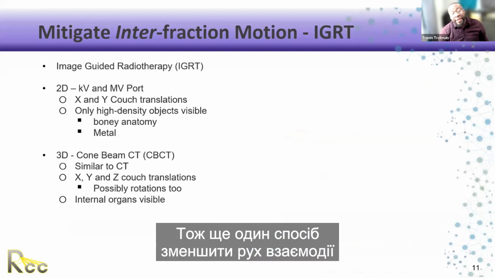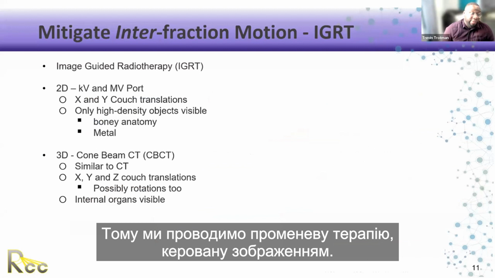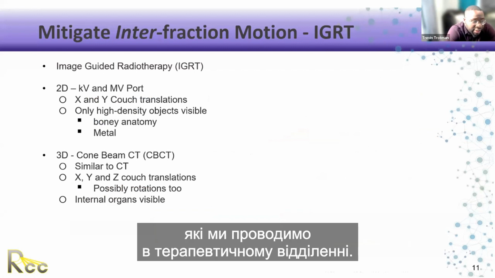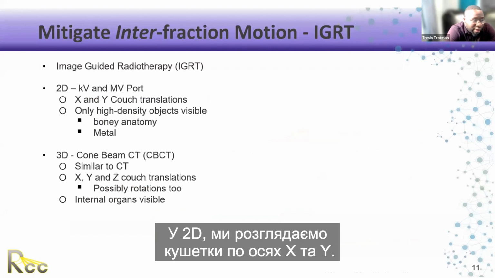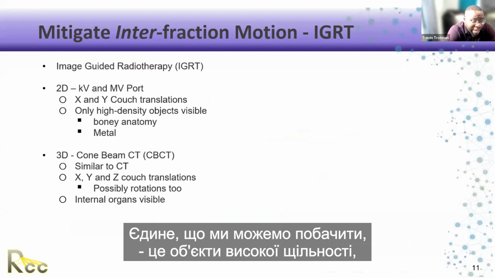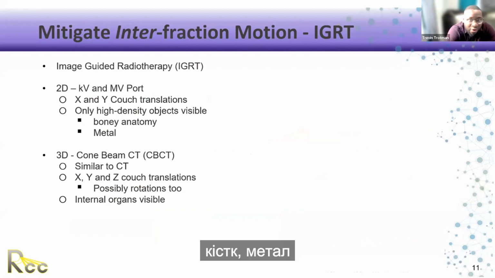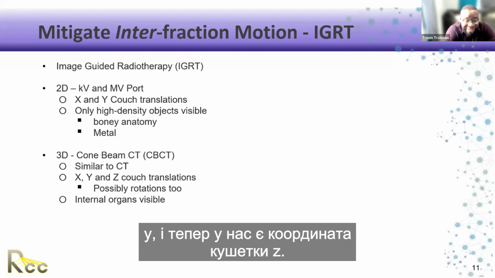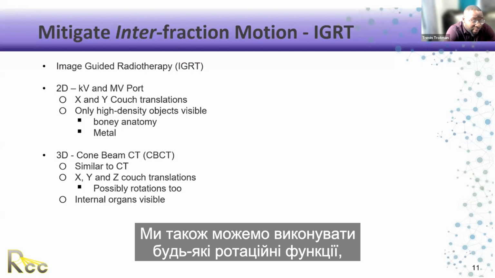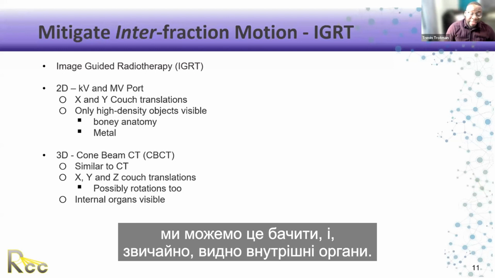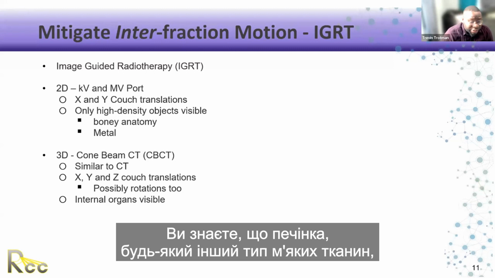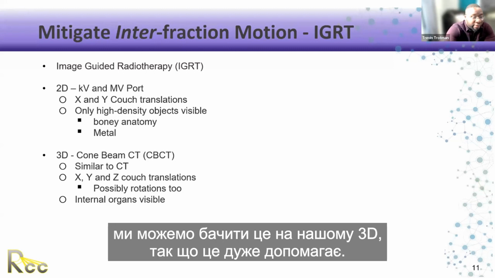So another way we can mitigate the interfraction motion is the imaging. So we do image guided radiation therapy. We have two types that we do on the treatment unit. We have the 2D and we have the 3D. With our 2D, we're looking at X and Y couch translations. And the only thing we can basically see with that is our high density objects, bony anatomy, metal, our hardware, and things like our fiducials. On the 3D, similar to a CT scan, we can get the X, Y, and now we have that Z couch translation coordinate. So if we have any type of rotation or roll, we can see that. And of course, our internal organs are visible. Liver, any other type of soft tissue, we can see that on our 3D. So that's a great help.